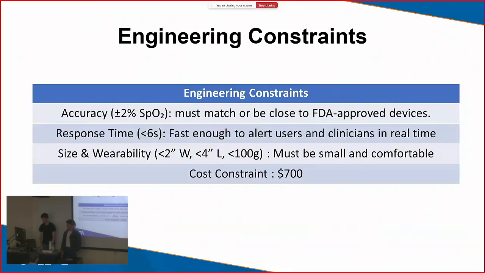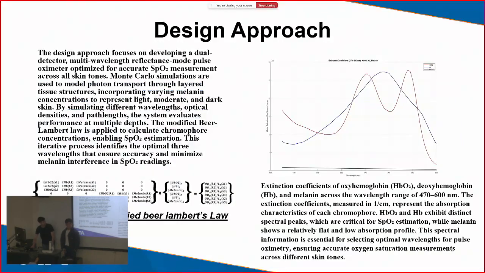For our design approach, we're calculating SpO2 using a modified Beer-Lambert law, which we adjusted since our device uses 2 detectors and 3 light sources. We had to do further modification of the equation so it can read for 2 detectors, not 1.